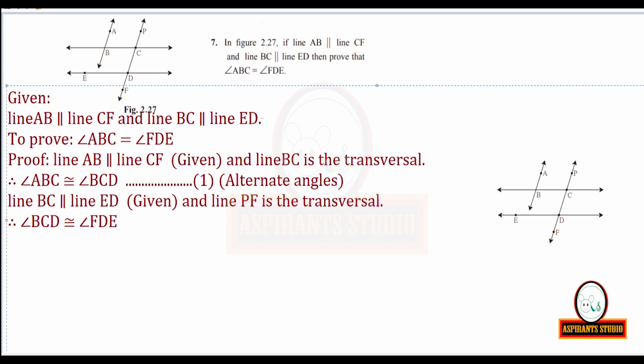Now look at equations 1 and 2. Equation 1 is angle ABC is congruent to angle BCD. Equation 2 is angle BCD is congruent to angle FDE. You can see angle BCD repeating. So when you combine these two equations together, it will be angle ABC is congruent to angle BCD is congruent to angle FDE. First angle is congruent to second angle and the second angle is congruent to the third angle. So the first angle will be congruent to the third angle. Therefore, angle ABC is congruent to angle FDE.